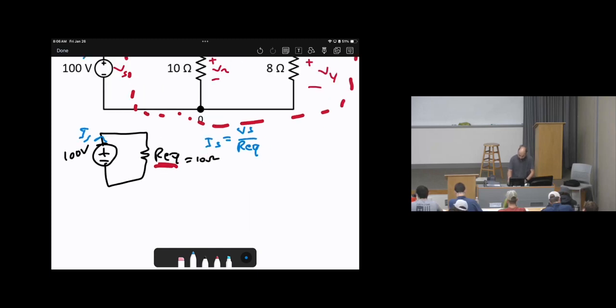I source equals V source over R equivalent. V source is 100 volts, R equivalent is 10 ohms, then it will be 10 amperes. Now I know I source.